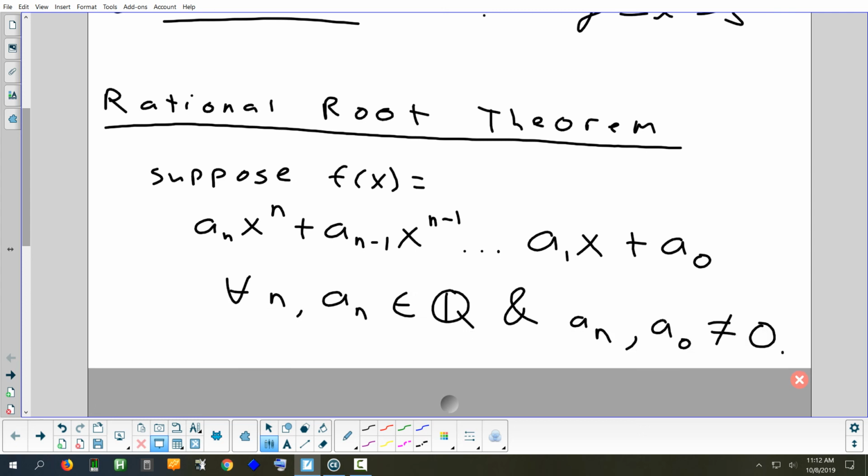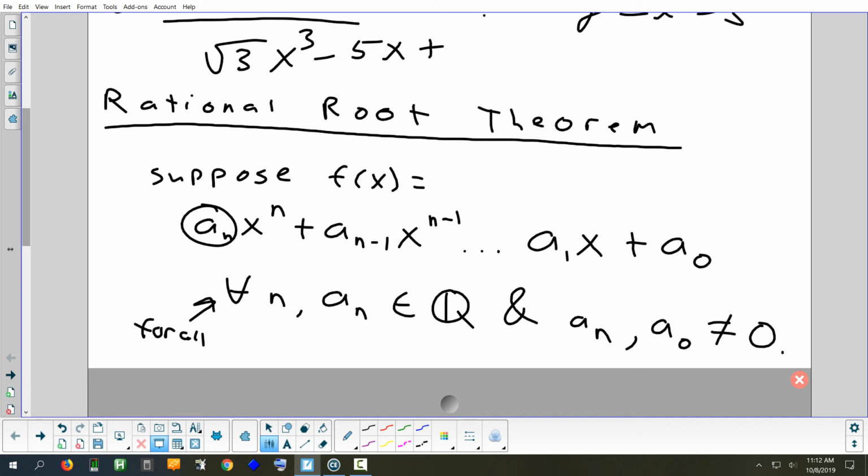All right, so to make sure we remember, this symbol right here means for all. Why is it an upside down A? I don't know. But it basically says for all values of n, the number in front is an element of the rational numbers, which means the coefficients have to be fractions at worst. I can't give you a problem where the coefficient of the x cubed term is the square root of 3. It's a polynomial, but you can't use the rational root theorem on it because of this.